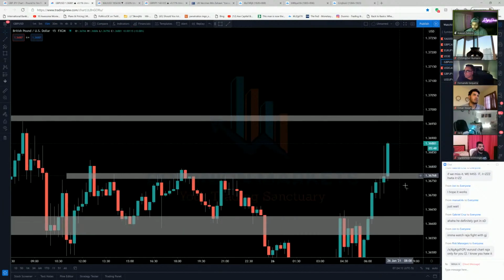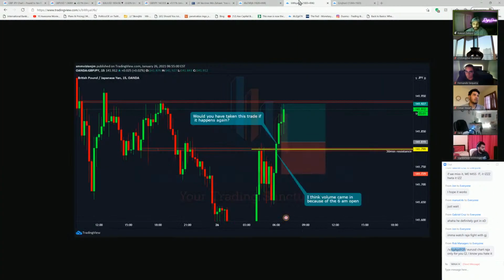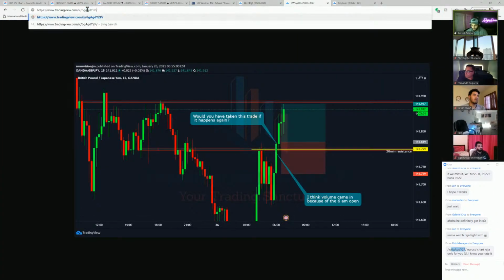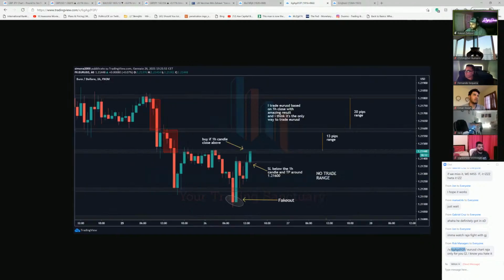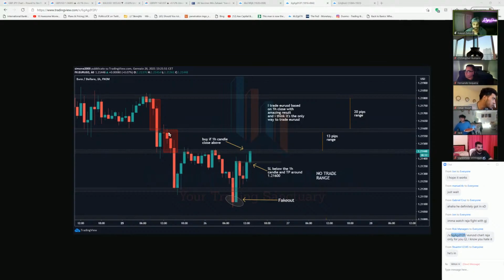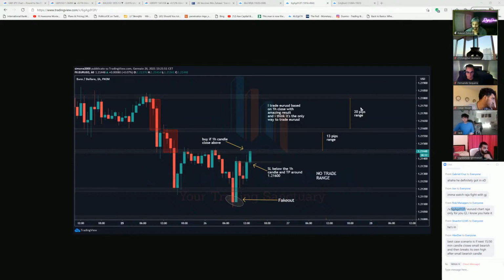Pound USD is also moving up. All right, let's take a look at this Euro USD chart. Euro USD: buy if a 1 hour candle closes above. Okay, looks good. You have a clean range over here. Price can continue moving up in this range. I agree with that. And then you have a bigger range above this area for price to move up.